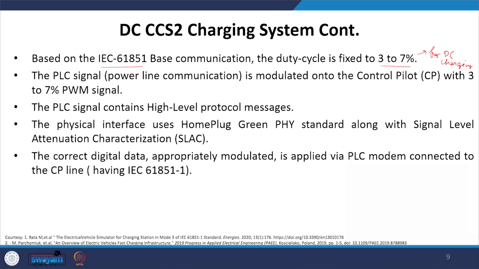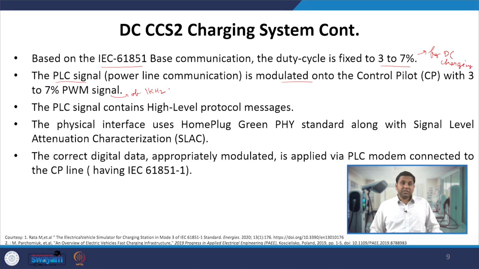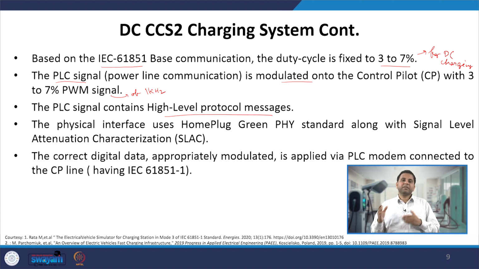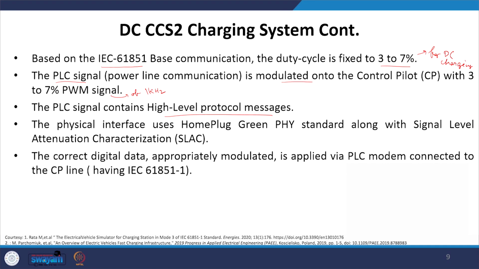So the moment your duty ratio is between 3 to 7%, it indicates that it is nothing but DC charging. Now in this case, the power line communication signal is actually modulated onto the control pilot having 3 to 7% PWM signal of 1 kilohertz. Now this PLC signal contains the high level protocol messages. Why is it called high level? Because it follows 7 OSI layers and has several sets of messages which have to be exchanged between the EV and EVSE, because those messages have a lot of information which has to be sent at the required time period or at every time between the EV and EVSE.